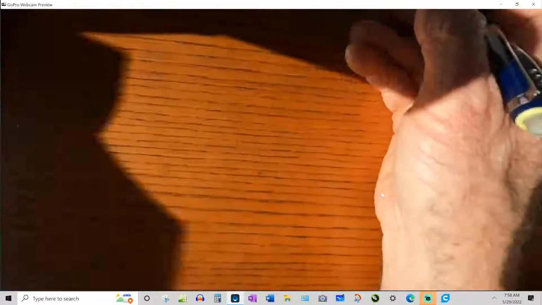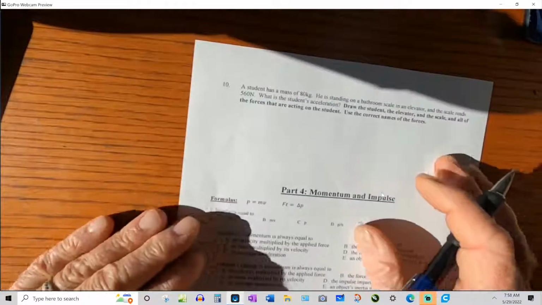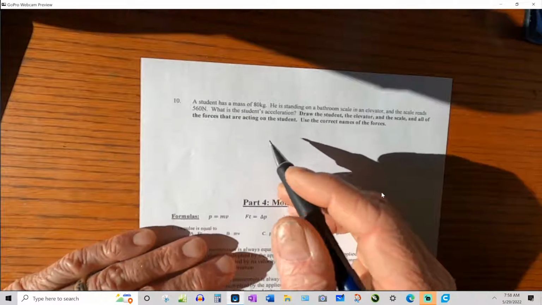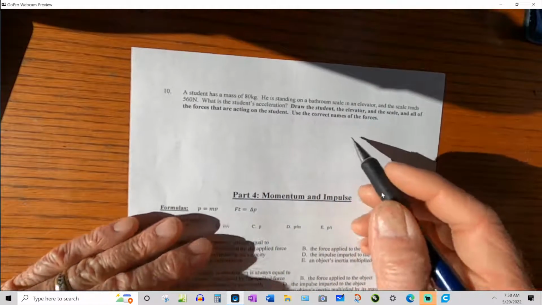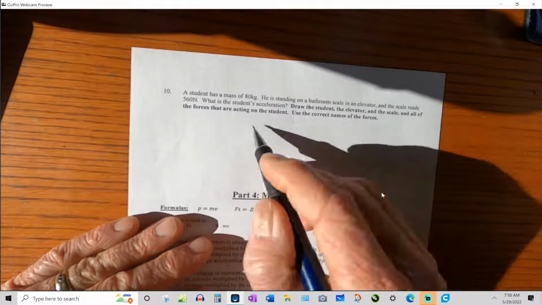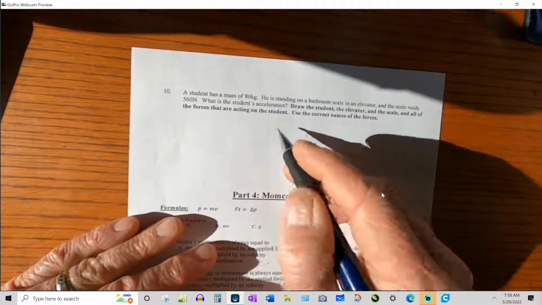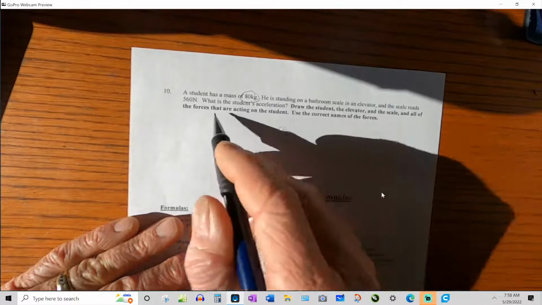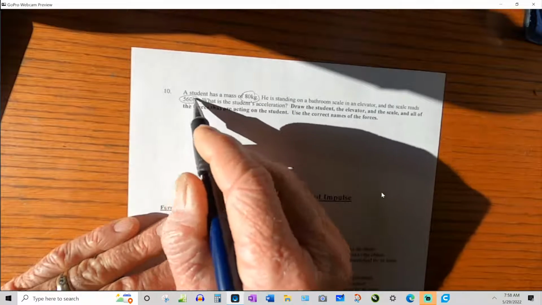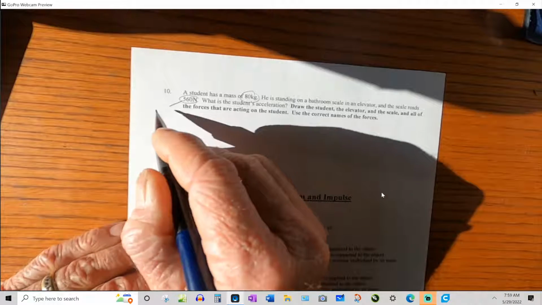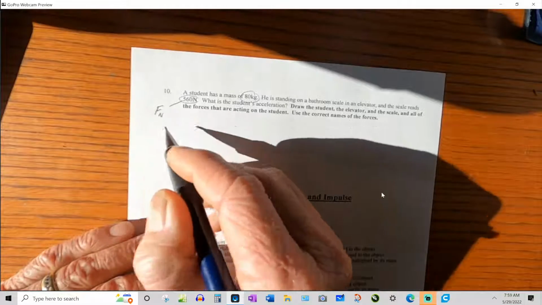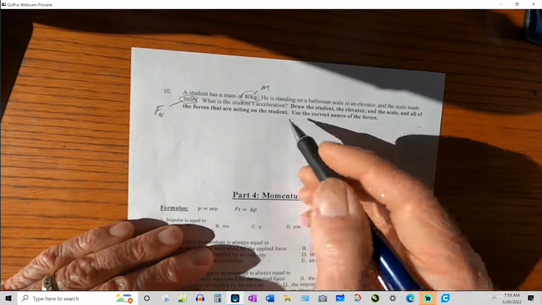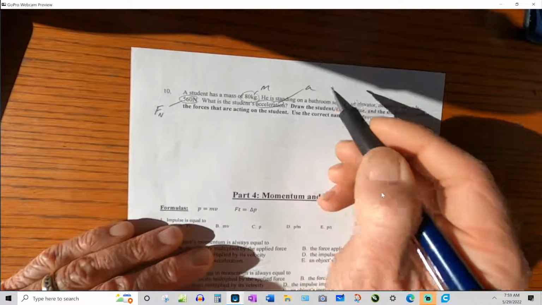One more in this section. This is the easier one. Kind of should have put this one before number 9. It's easier again because there are fewer variables. This is somebody moving up and down. So we've got somebody with this mass standing on a bathroom scale on an elevator. There's the scale reading. The scale reading is always the normal force. It's always the force of the scale pushing up. And we're looking for acceleration.